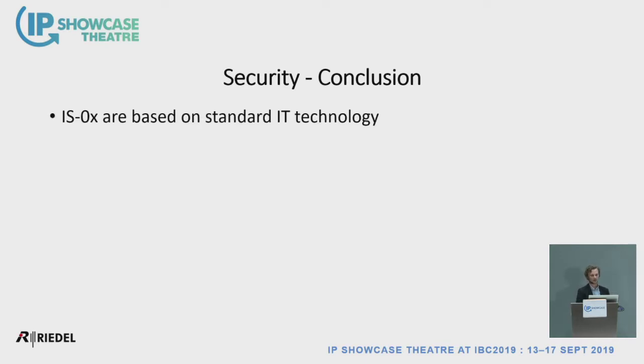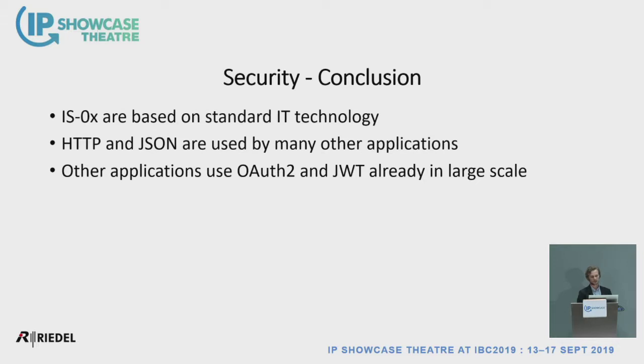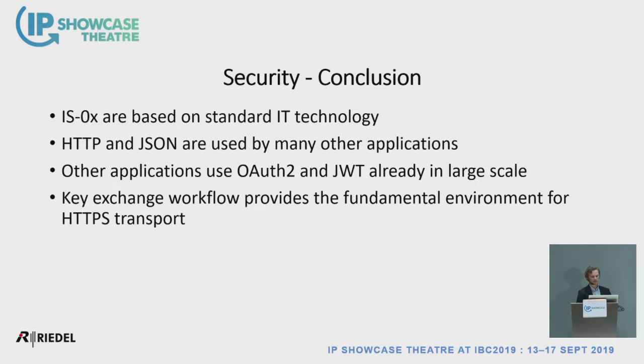Conclusions: IS-05 and IS-04 are based on standard IT technology, and HTTP and JSON are used by many other applications. OAuth 2 already exists at large scale. The key exchange workflow provides the fundamental environment for HTTPS transport, and secure transport enables OAuth 2. I missed that before. If you only want authorization but don't have the whole TLS encryption, this JSON Web Token travels totally in plain text, unencrypted, and you can use a web-based JWT decoder to read what's in there. You can just copy it, and then you have your security hole. So you definitely need TLS encrypted transport before you have your authorization.